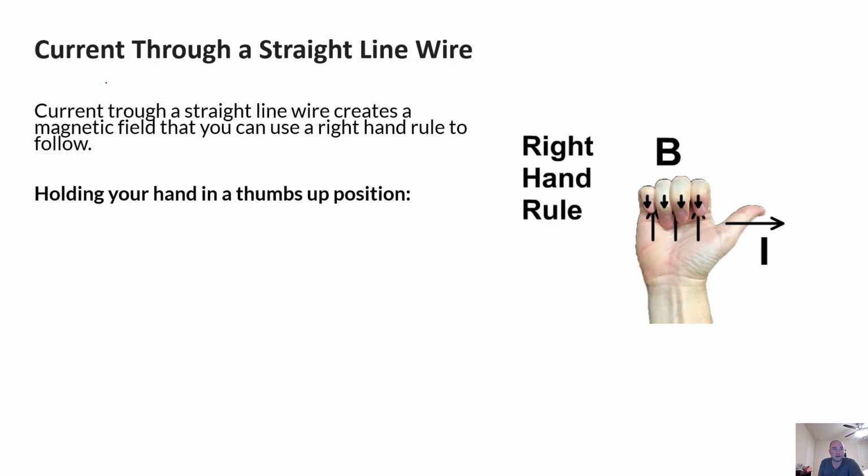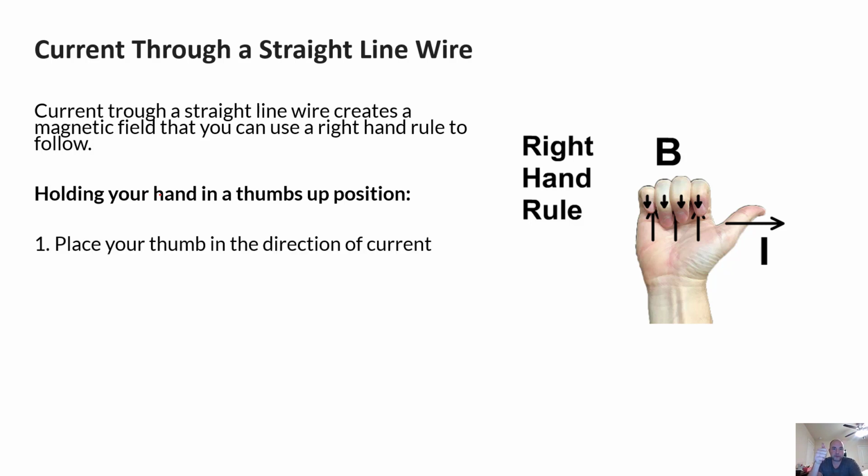That's something a bunch of engineers and physicists, some more engineers, came up with. Benjamin Franklin started it. Current through a straight line wire. So this is our first right-hand rule, and this can get difficult for students. You just have to realize your right hand has to be held up in a thumbs-up position, just like this.